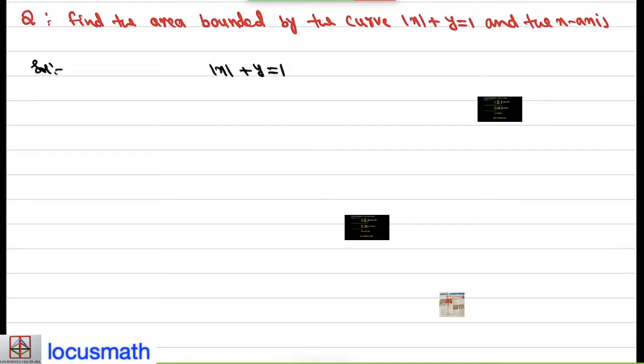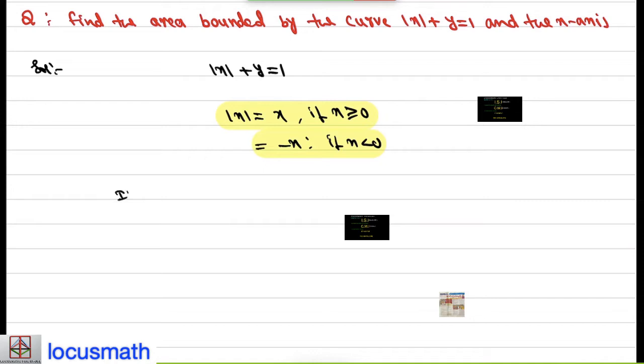So here we will remove the modulus. By the definition of modulus, mod x is equal to x if x is greater than or equal to 0, and mod x is equal to minus x if x is less than 0. So this is the definition of the modulus.